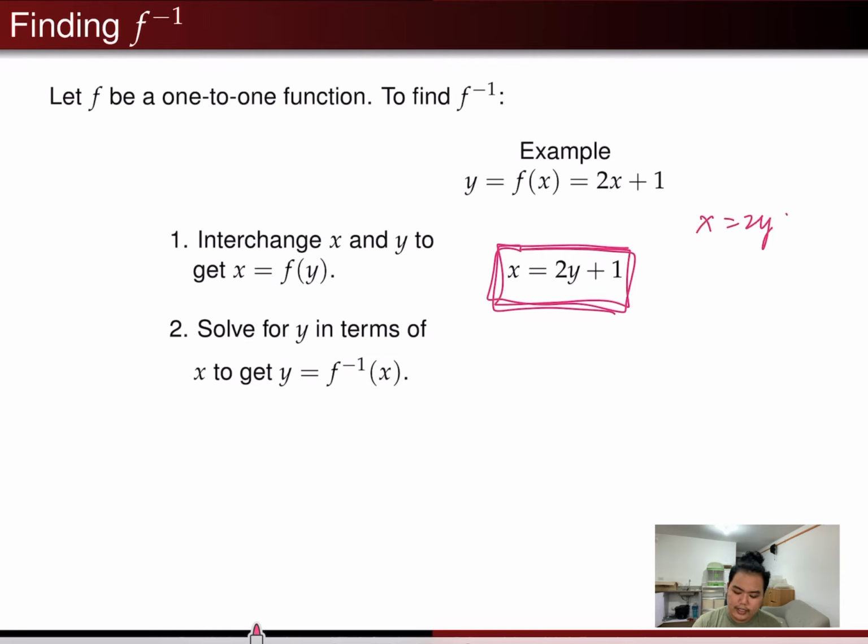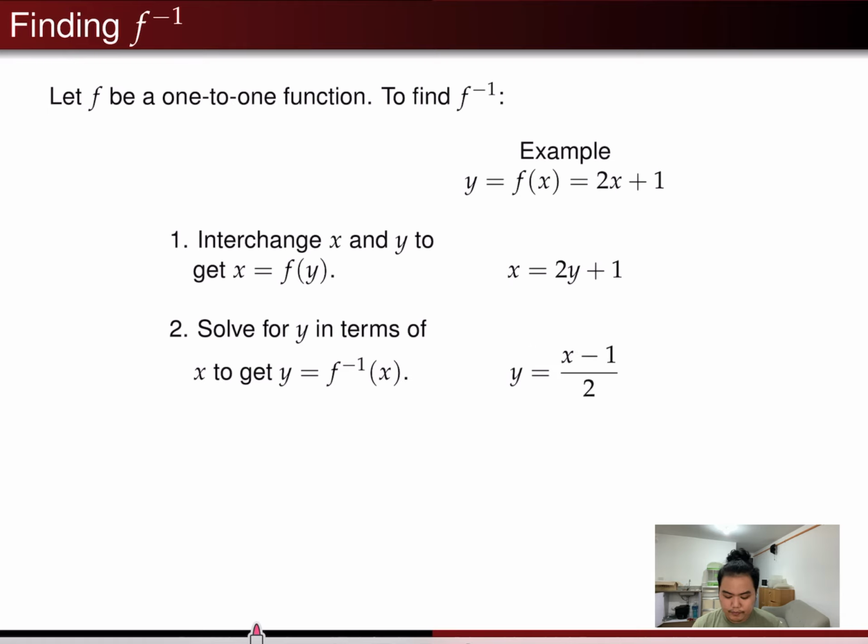Let me do that here. So divide both sides by 2. So (x minus 1) over 2. Okay? And then, kung ano yung makukuha nyo dito, that will be f inverse. Therefore, f inverse of x is (x minus 1) all over 2. Or 1/2 x minus 1/2. So, madali lang siya. Yun lang yung pagkuha ng inverse function ng isang 1-to-1 function. Pero kailangan 1-to-1 yung function, ha?